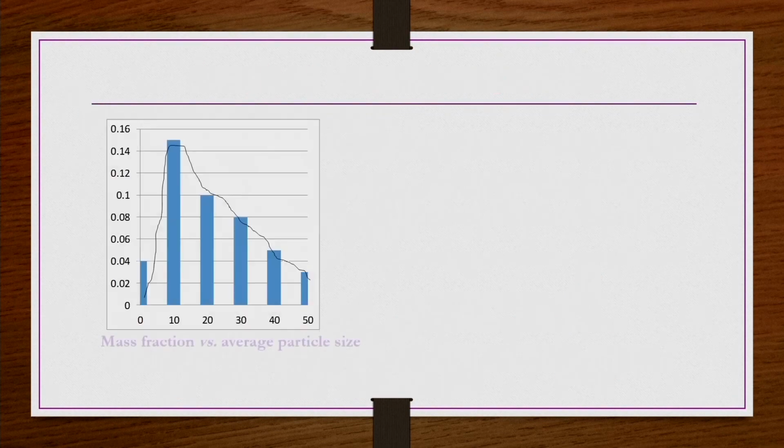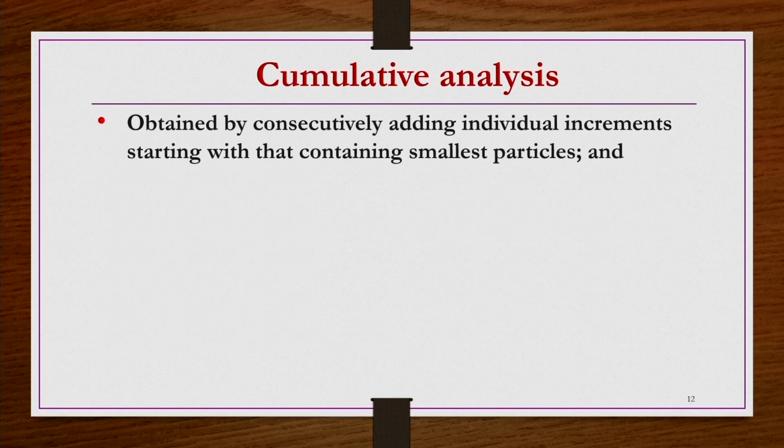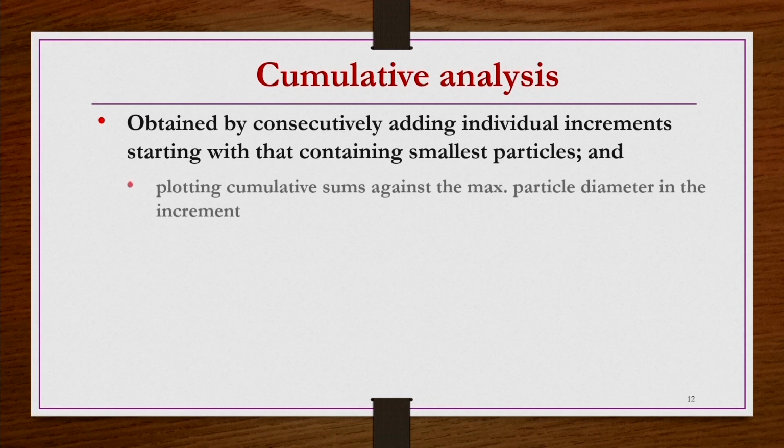Then whatever the mass fraction versus average particle size information you get, that can be plotted like a histogram like this shown here, or they can be plotted like a kind of graph as shown here. So, you may get the distribution like this for non-uniform mixtures. Then coming to the cumulative analysis, here it is obtained by consecutively adding individual increments, starting with that containing the smallest particles, and plotting cumulative sums against the maximum particle diameter in the increment.